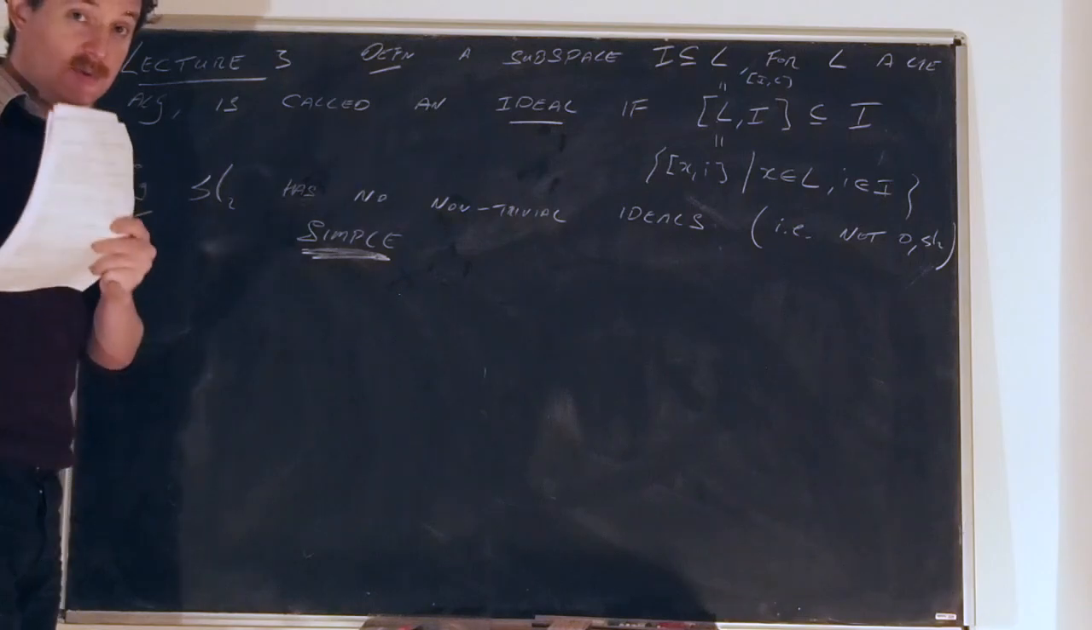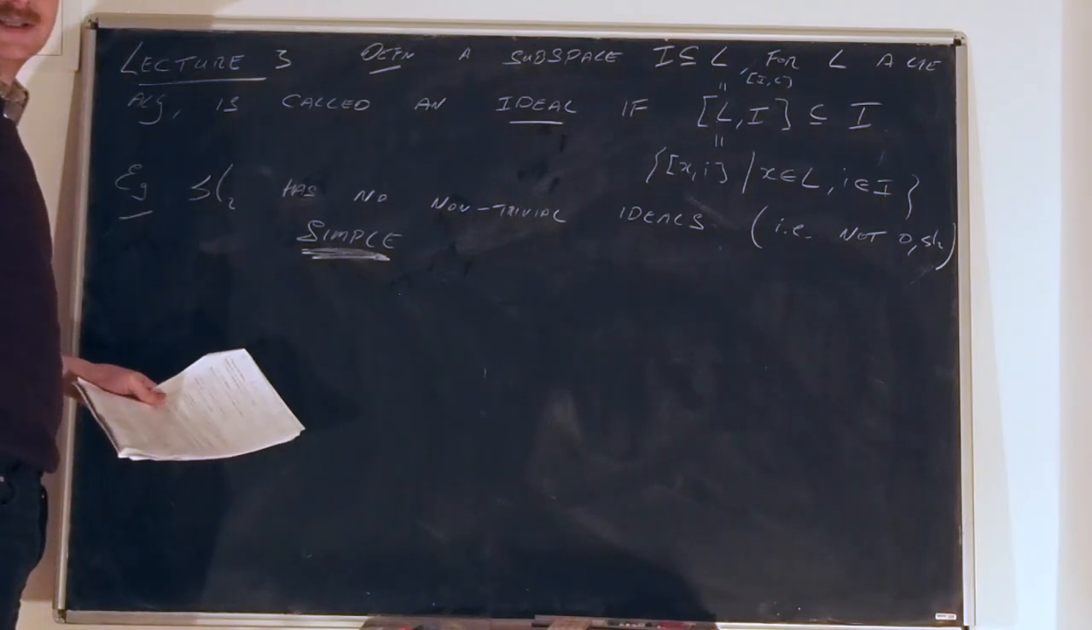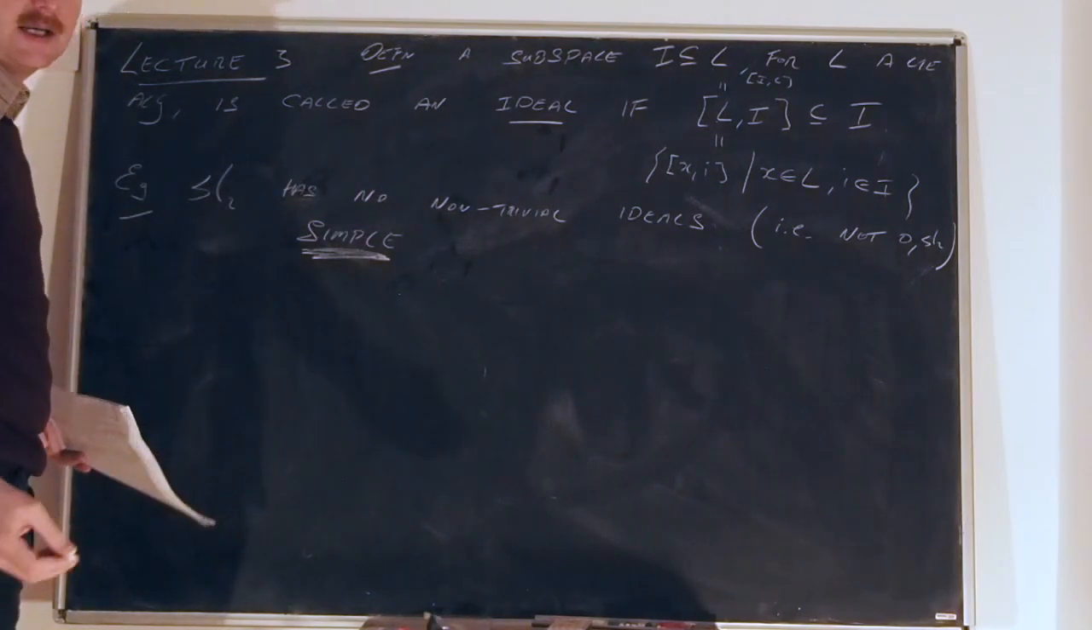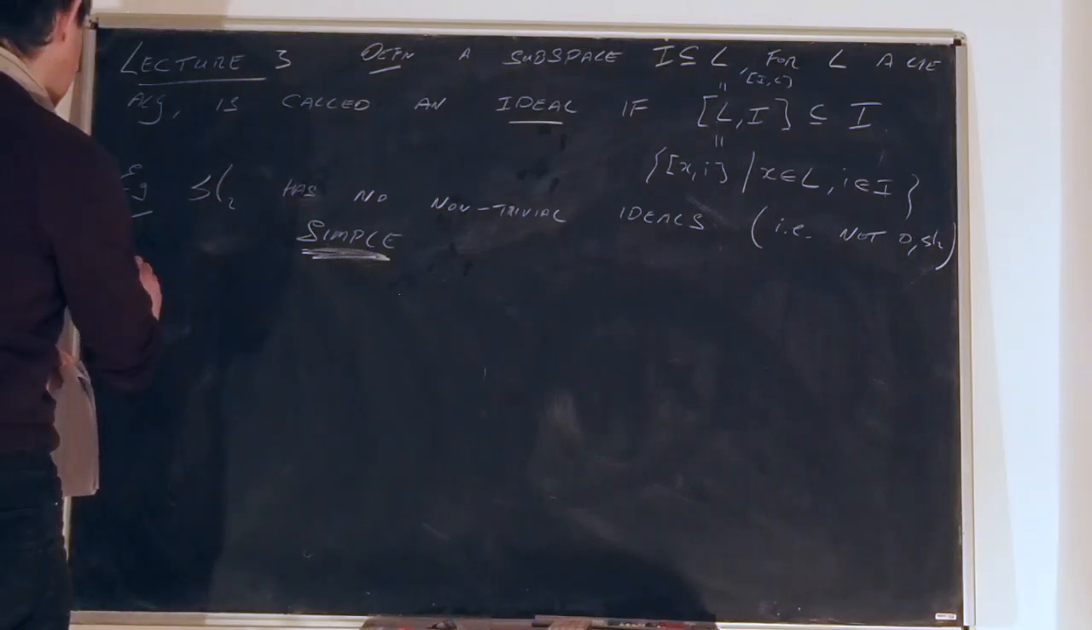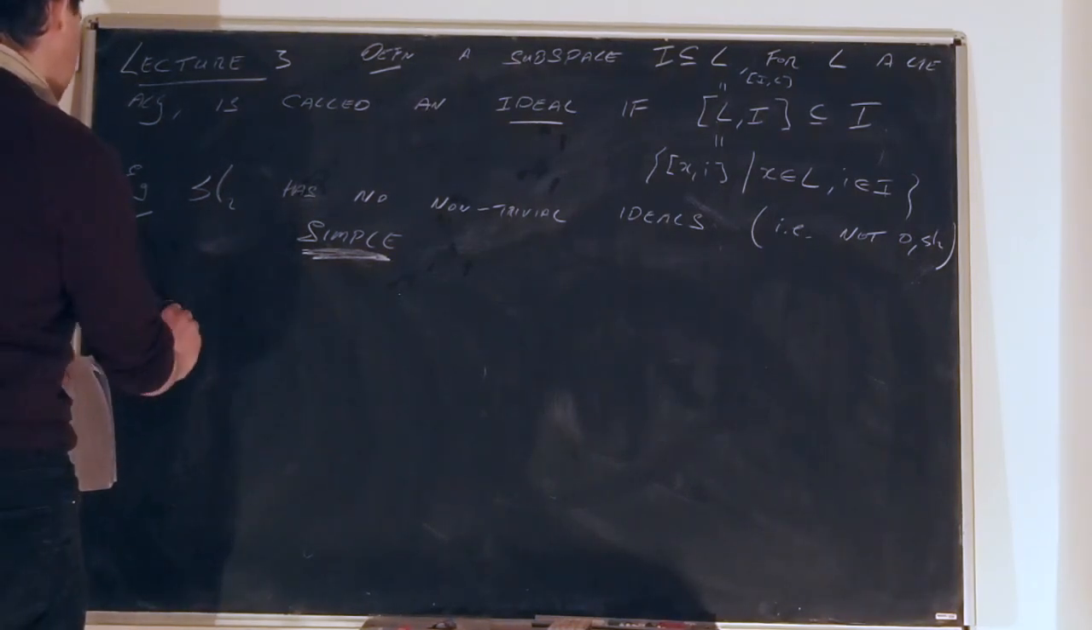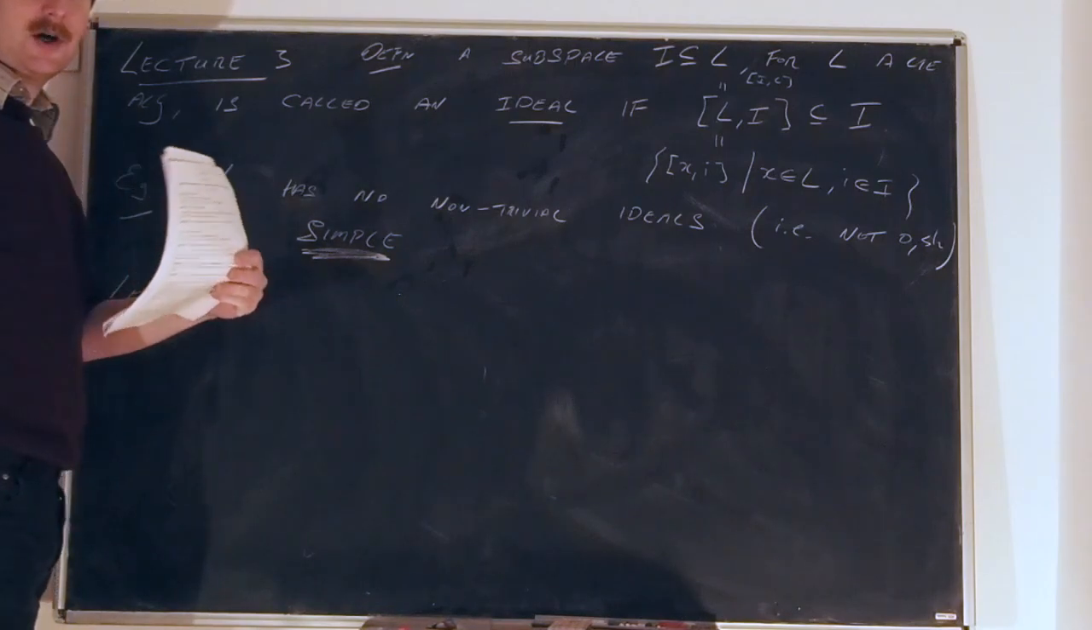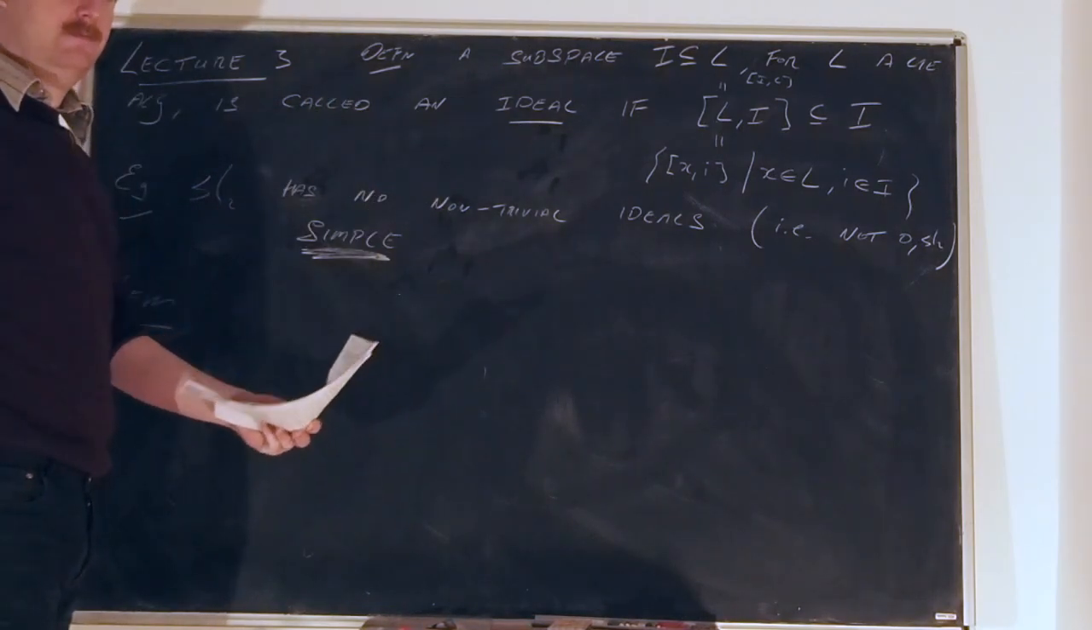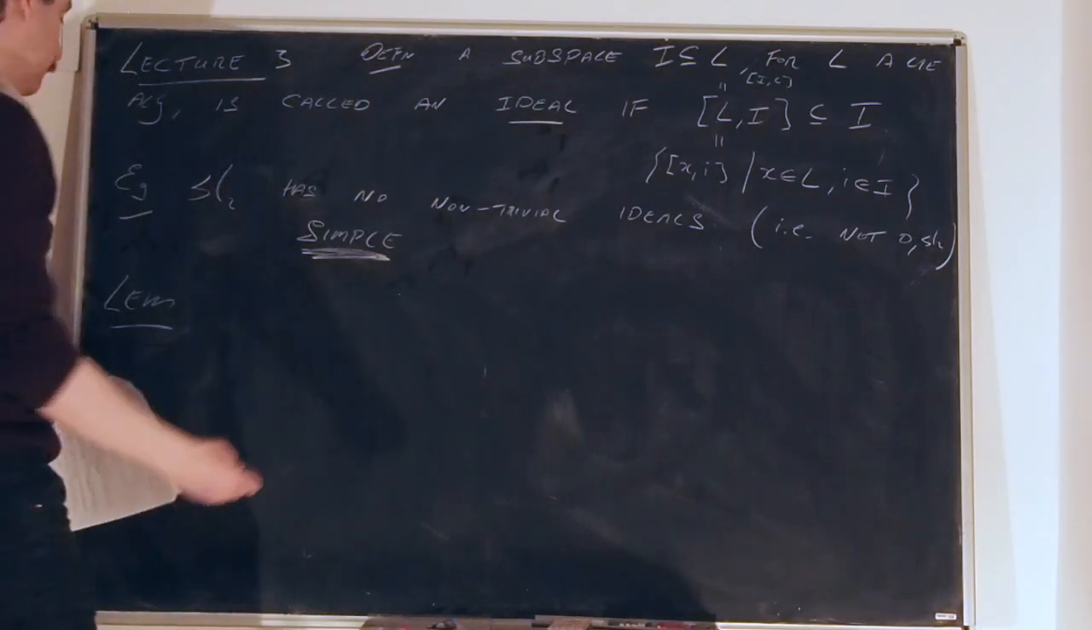Before we do that though, let's do a small technical lemma. I don't recall if we did this the last day, but if we did, it's good for you to see it again anyway. The proof is easy. So let's just take a lemma. This is something where we're going to construct ideals from ideals. Just a small trick.